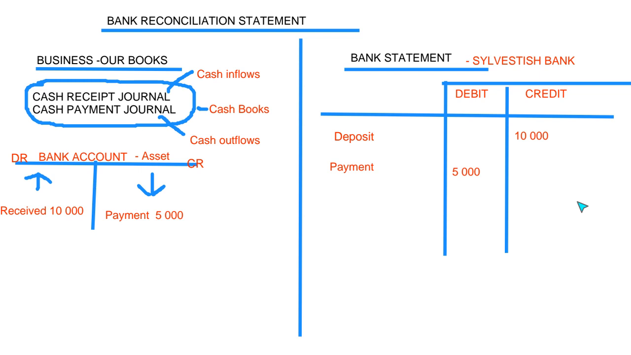Now, let me start with what is appearing in our books, but not yet on the bank statement. We call those differences. So if something is appearing in our books, but not on the bank statement, we call them adjusting differences. I'm writing it down.